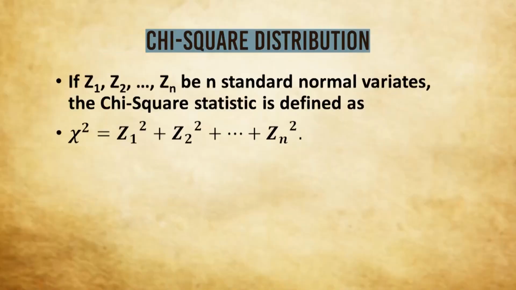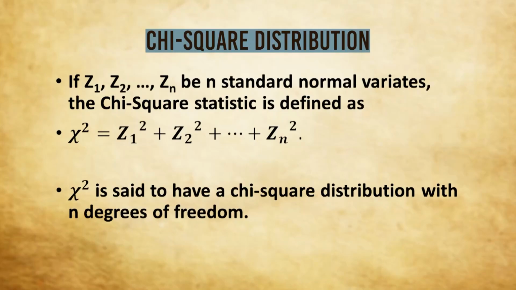So in particular, if Z1, Z2, ..., Zn are n standard normal variates, the chi-square statistic will be defined as, this symbol is called chi-square, what you can see on the screen: chi-square equals Z1 square plus Z2 square plus ... plus Zn square. Chi-square is said to have a chi-square distribution with n degrees of freedom. You see there are n standard normal variates, the sum of squares of n standard normal variates, and that is why it is n degrees of freedom.